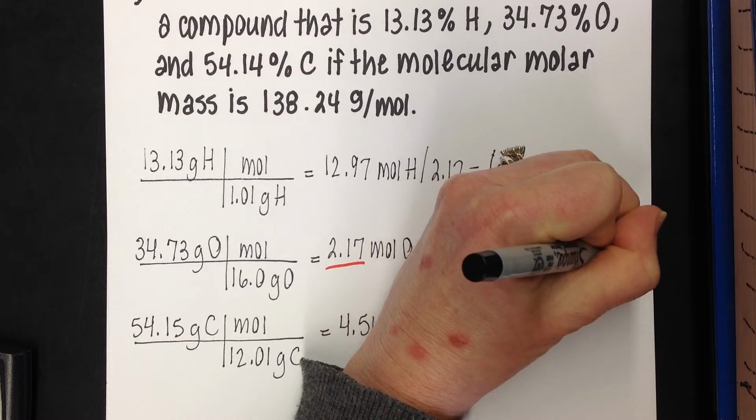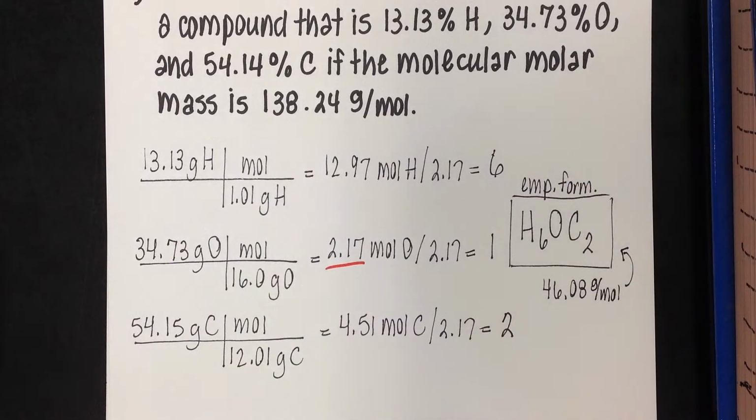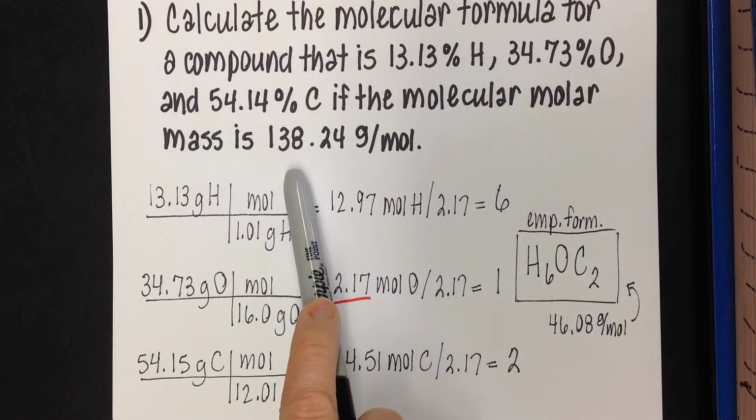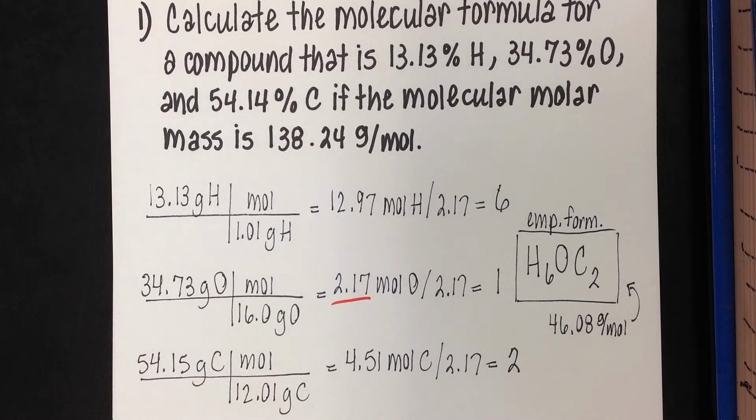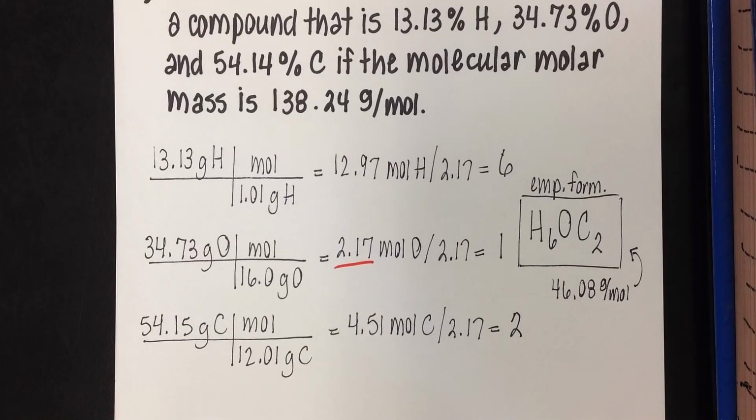And again, that's the mass of the empirical formula. Went ahead and found it because I know I'm going to need it for the next step. So we have found the empirical formula. Now we are going to use this mass and the molecular molar mass that they gave us in the problem to determine the multiple that we're going to use for our molecular formula.